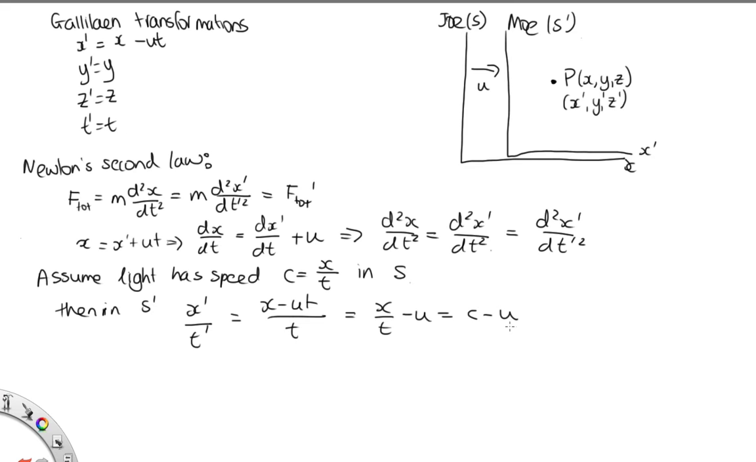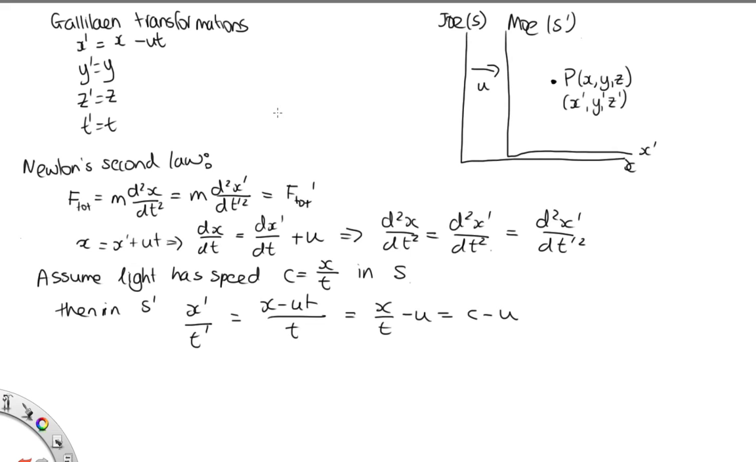So you can see that if light is travelling with a speed c in frame S, in Joe's frame, it has a speed c minus u in Mo's frame. And this was an issue because it means that you can conduct experiments with light and you can then work out which reference frame you're in, how fast your reference frame is going. So the laws of physics are not all the same in all reference frames if these Galilean transformations are true.